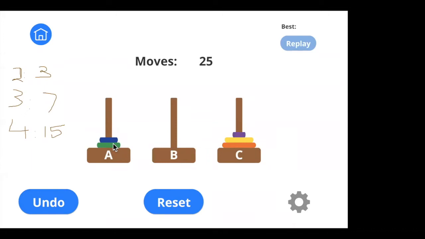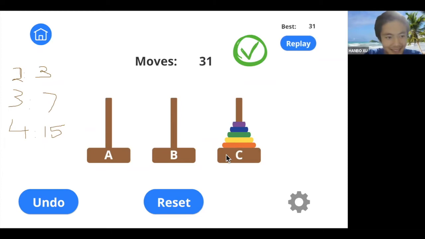Oh yeah. Blue ring to B. Purple ring to C. I mean purple ring to B. Green ring to C. Purple ring to A. Blue ring to C. And purple ring to C. Good job, you got it.